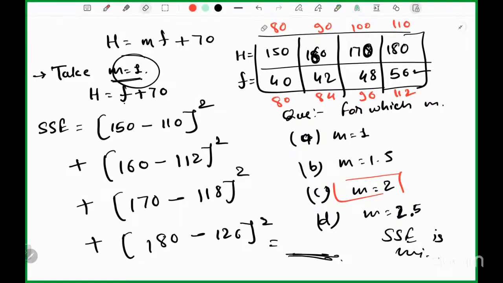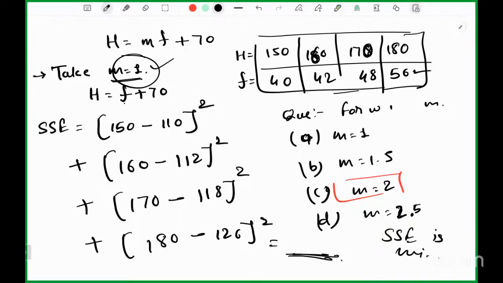So this is also a simple kind of question. Ultimately, you just have to use the formula and find out the SSC. There is nothing logical you have to do. Just fix m is equal to 1, find SSC. Fix m is equal to 2, find SSC. Then m is equal to 2.5, and find SSC. You'll get your answer. Okay, is that clear?